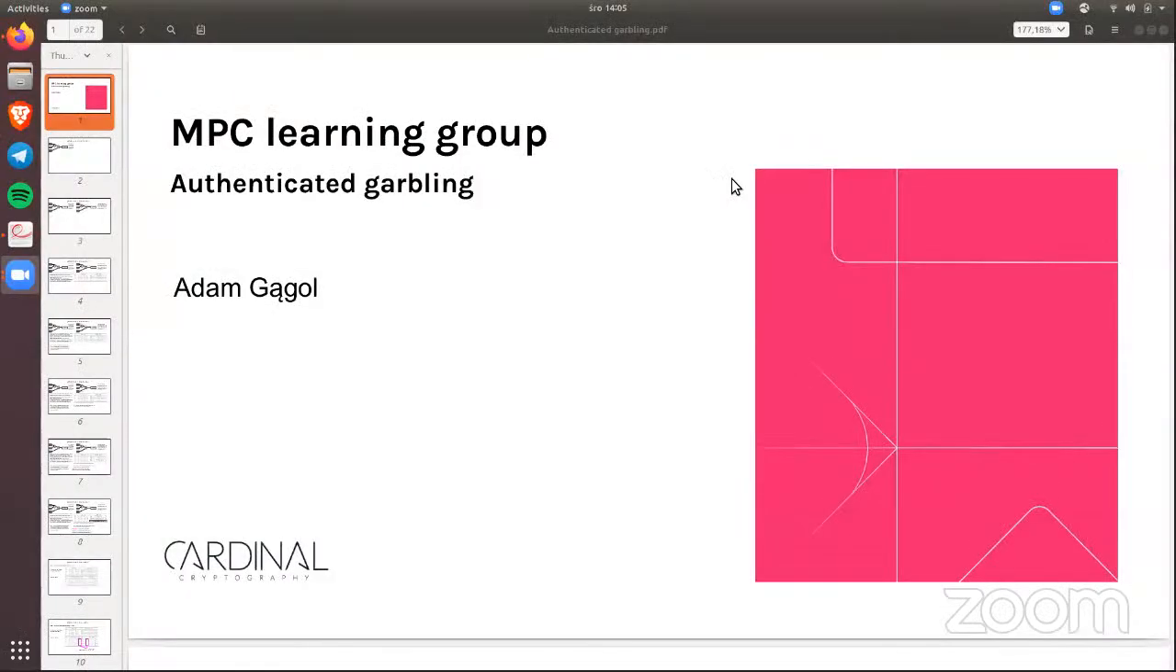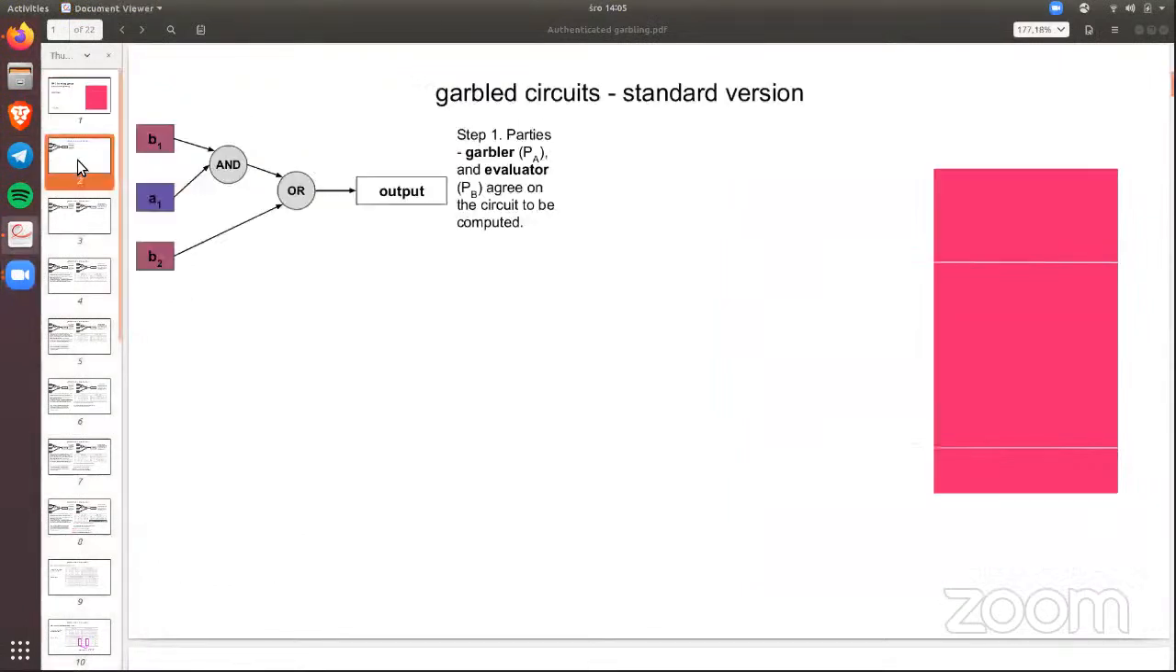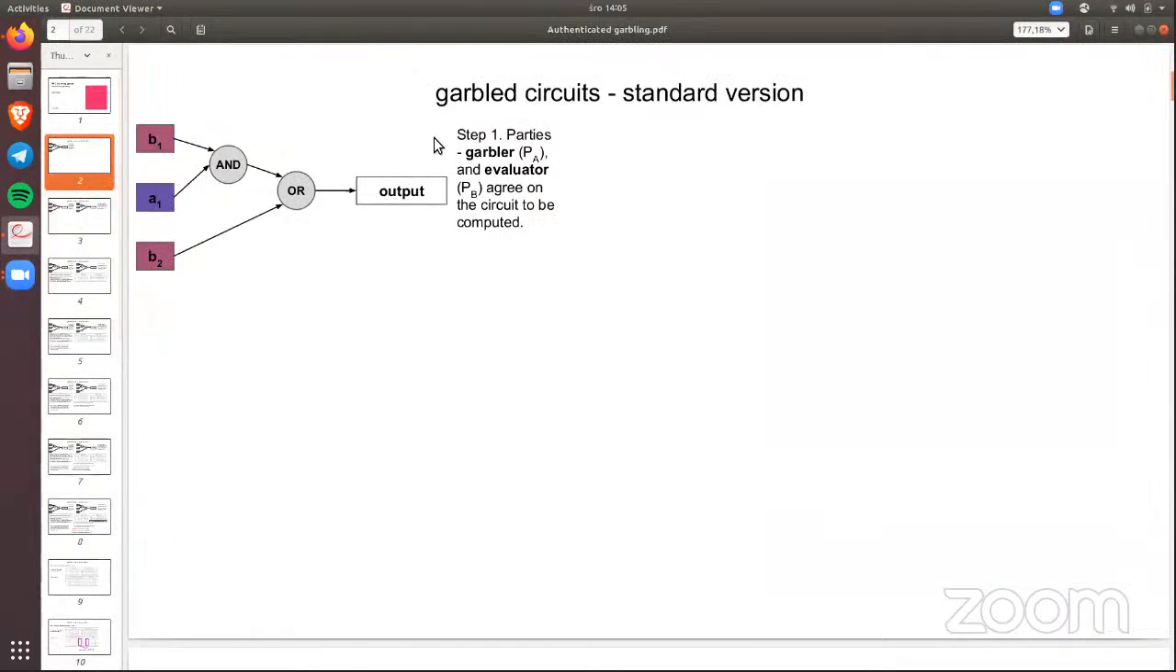A reminder of what garbled circuits are, and I'm going to do it already in this formalization, which is used in the paper. And I'll try to make it as intuitive as possible. So please, if you've got any questions, just ask. Also, perhaps this part where I am talking about garbled circuits is the most important part of the talk.